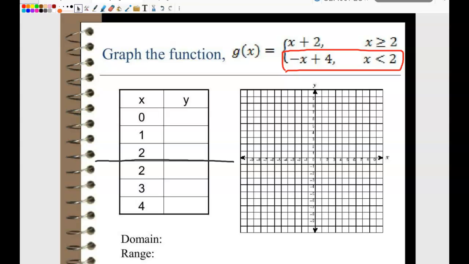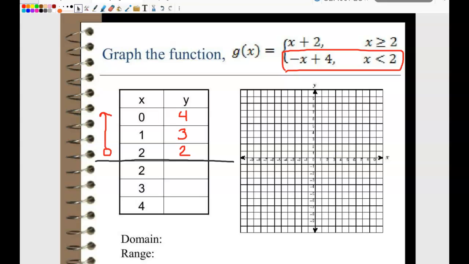Negative 0 plus 4 is? Good. Negative 1 plus 4. Negative 2 plus 4. Perfect. Is the point 2, 2 open or closed? Does x less than 2 include that point or not include it? It's open.